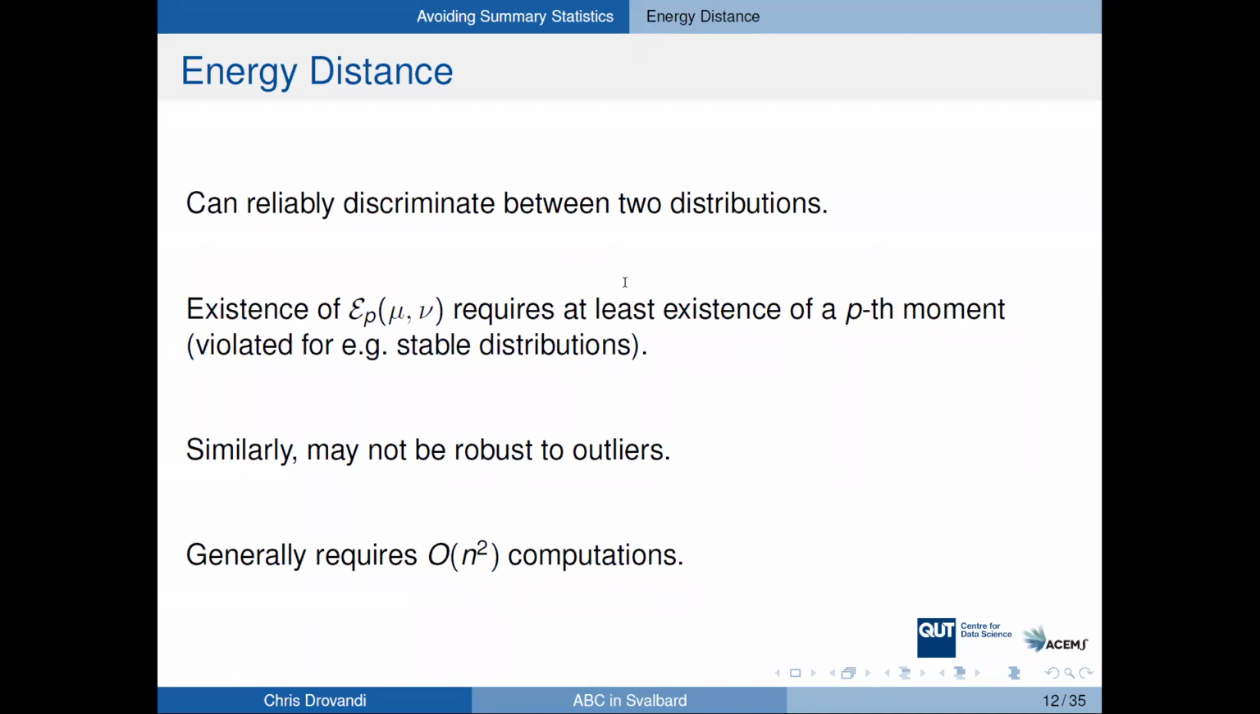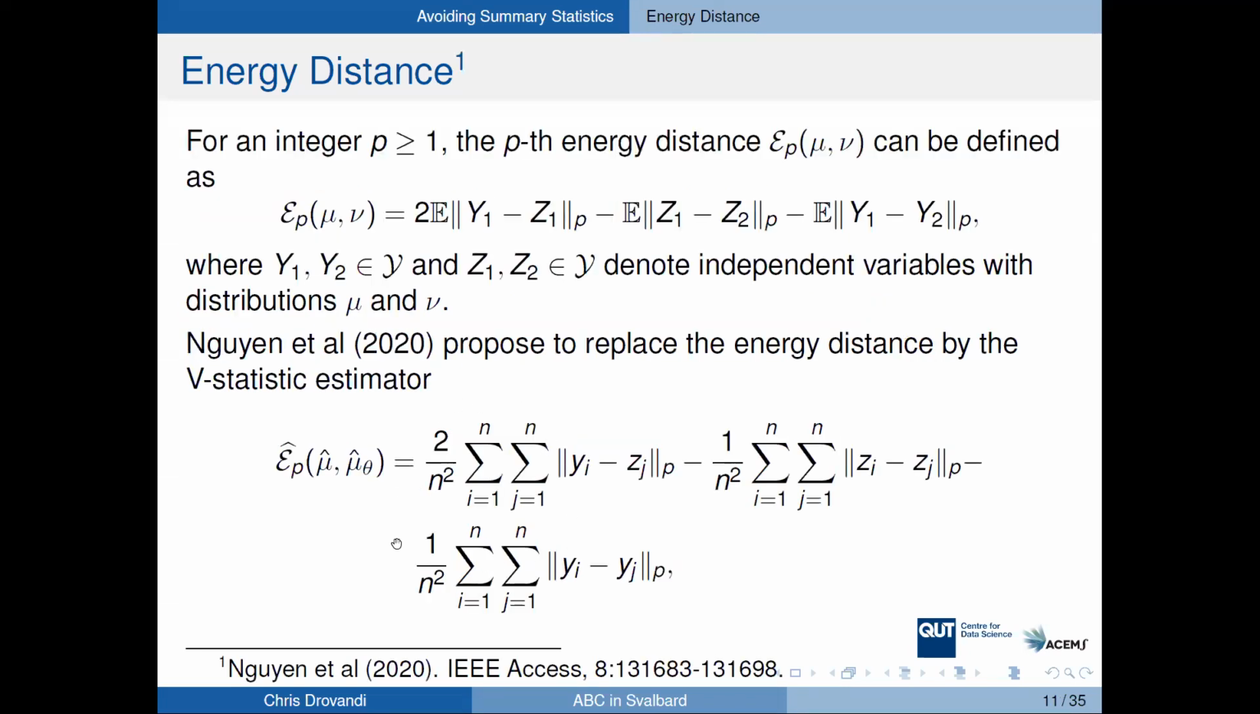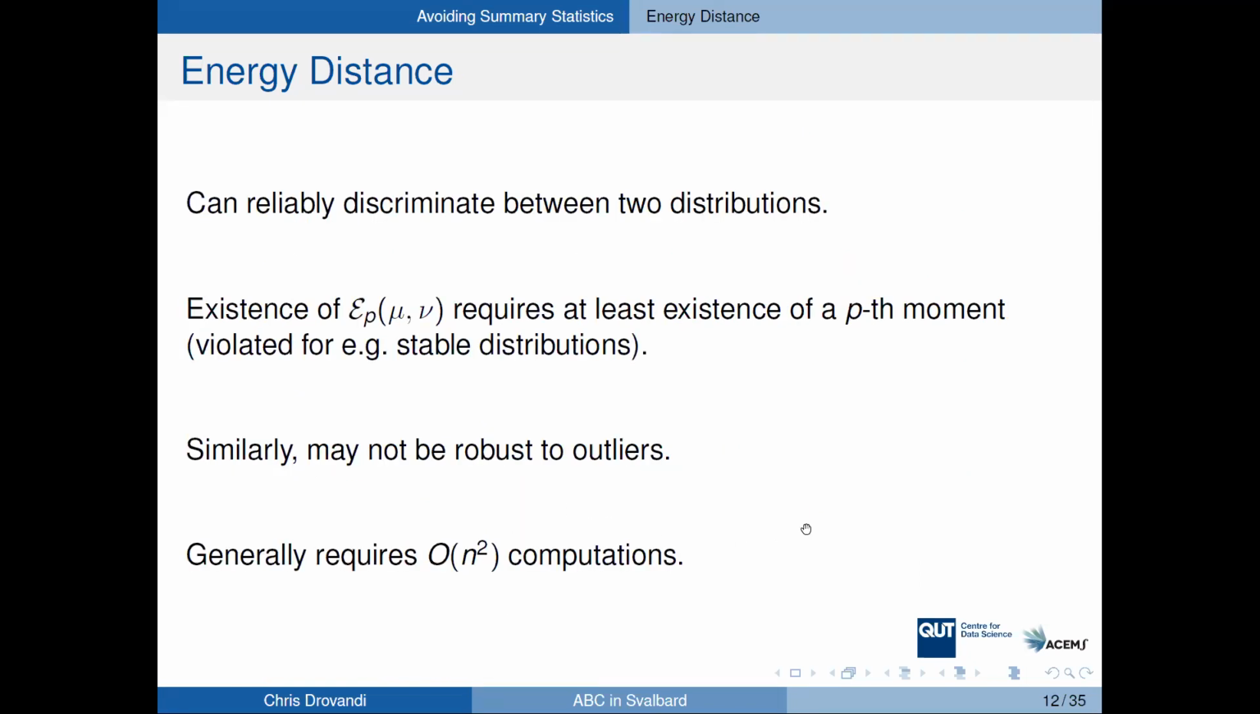For this particular reason, because it may not be suitable for stable-like distributions, it may also not perform very well when we have heavy-tailed data, and so it may not be robust to outliers. Furthermore, if you look at the approximation on the previous slide, you can see that the overall computation for this is going to be order n squared. So if the data set is getting large, this could be computationally intensive.